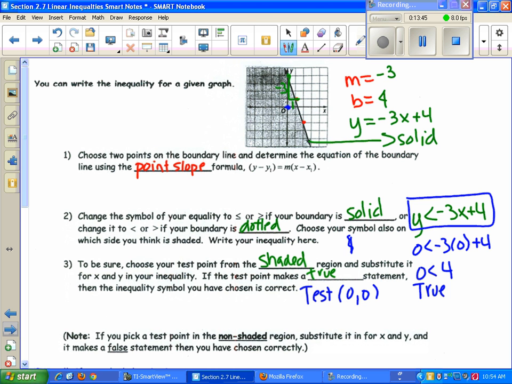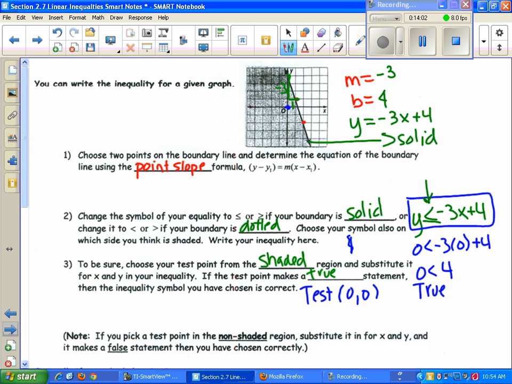And notice one thing that I did forget to put on my equation: because it is a solid line, it should be less than or equal to. So make sure that you change that to less than or equal to on your equation.